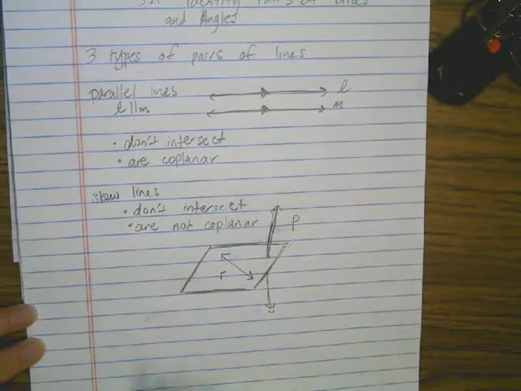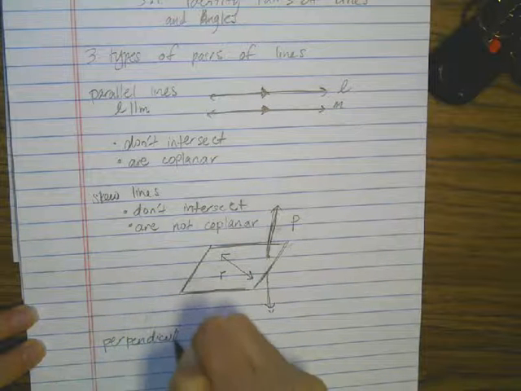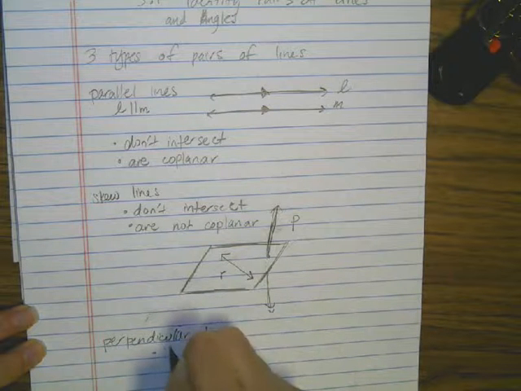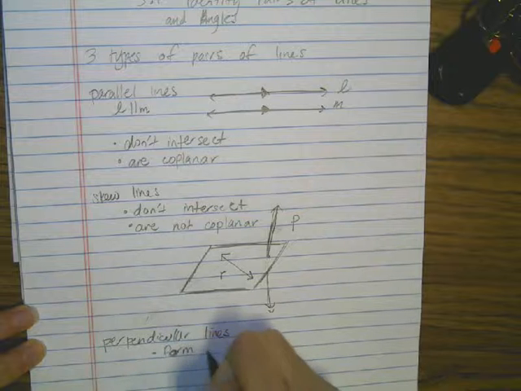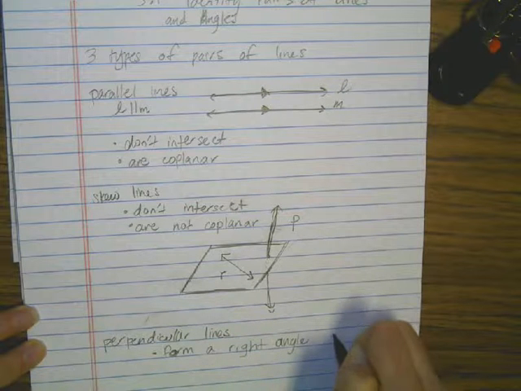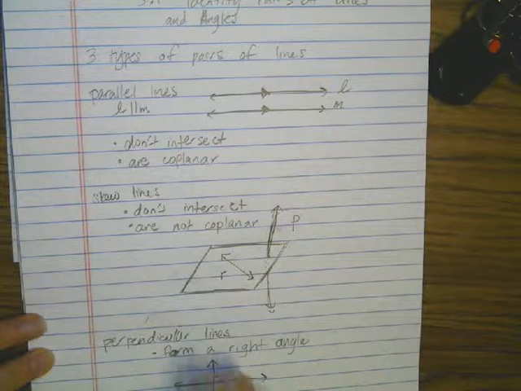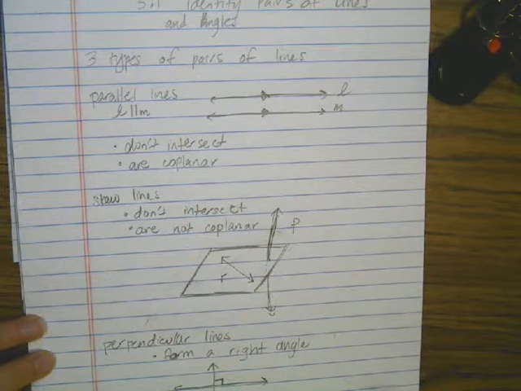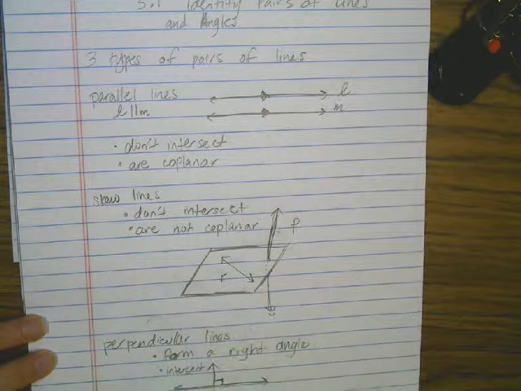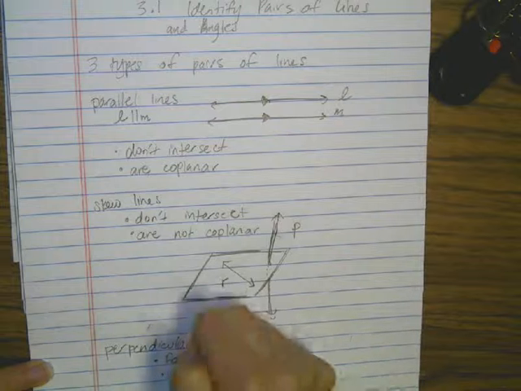The last type of line is perpendicular, two perpendicular lines. And they are lines that form a right angle. They intersect. That's correct. Perpendicular lines are lines that form a right angle, and they would also have to intersect.